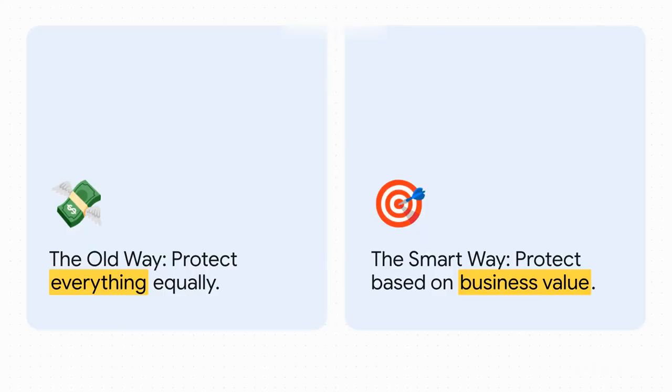And this leads us right to the core issue. The old way of thinking was basically protect everything equally, treat every single application like it's the crown jewels. But the smart way, and this is what we're digging into today, is a complete shift in mindset. You protect applications based on their actual business value and impact. It's all about being strategic, not just comprehensive.